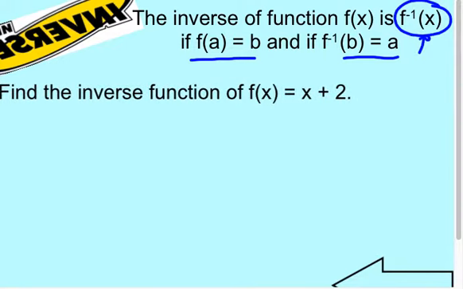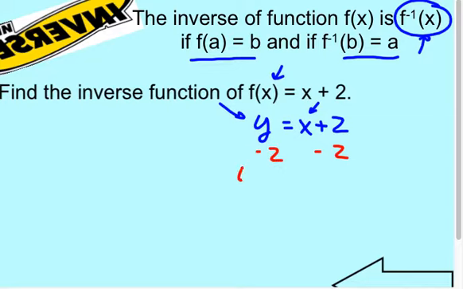It says find the inverse of the function f(x) equals x plus 2. First things first, f(x) is the same as y, so this is y equals x plus 2. And now you can start finding the inverse. It's solved for y right now. The inverse of a function is to solve for the other variable. In this case, our other variable is x, so we're just going to solve for x. The way we do that is subtract 2 from both sides. So y minus 2 equals x.